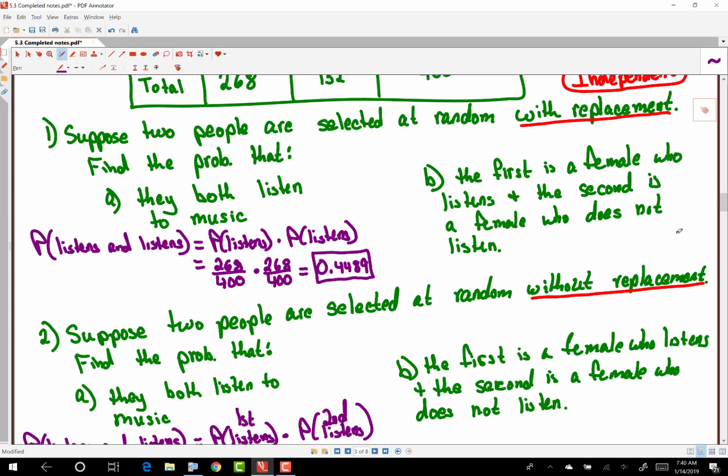Okay, so for this one, we want to find the probability that the first is a female who listens and the second is a female who does not listen. I'm going to use some abbreviations here: female who listens and female who does not listen. And this one is with replacement. So that means that my bottom number on both of these, when I multiply, is going to be 400 because we're putting that first person back in once we select.